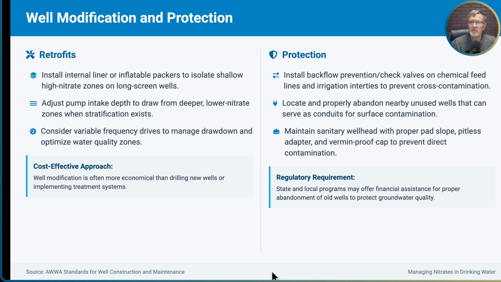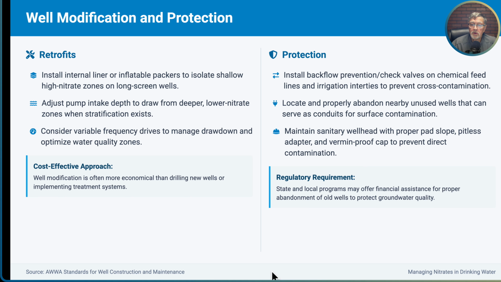So don't just assume that. You want to look at your source and see if you can manage that first. So install backflow prevention check valves on chemical feed lines and irrigation intertees to prevent cross contamination. We'll see a lot of water systems that supply water for drip irrigation, and a lot of times there are tanks that drip in the fertilizer. All well and good, but make sure you have proper backflow prevention and check valves to make sure none of that nitrate leaks back into your system.